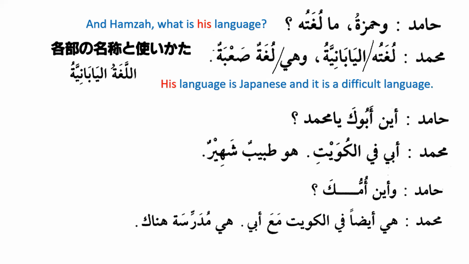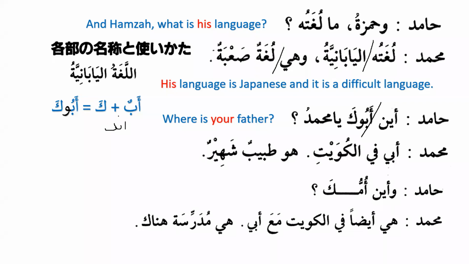Hamidun, Aina abuka ya Muhammadu. Again, we have a new idea. Please focus on that. Aina abuka ya Muhammadu. Where is your father, O Muhammad? Okay. Now here, what do we have? We have abun, and after that we have ka. So the construction should be abuka, right? It should be abuka. Aina abuka.